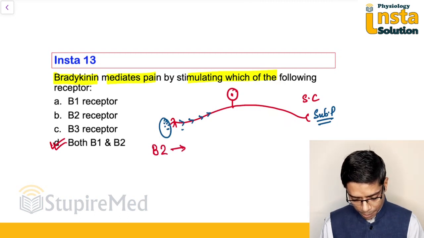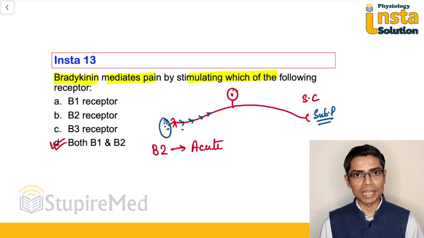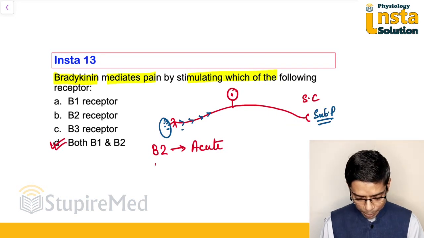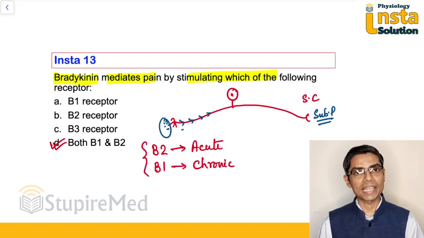Please remember, B2 is responsible for acute pain mediated by bradykinin. When there is chronic pain, when the tissue is inflamed, the inflammation causes increased expression of B1 receptor in the neuronal ending, because of which B1 receptor stimulation produces chronic pain. So B2 is for acute pain and B1 is for chronic pain produced by bradykinin. Got it?